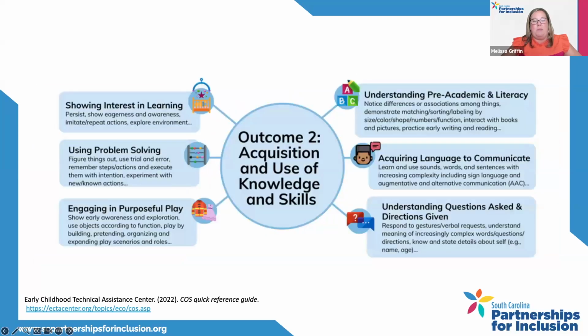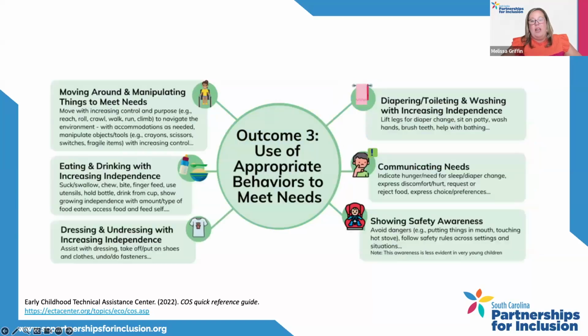Okay, let's look at outcome number 2, which is the acquisition and use of knowledge and skills. So that they're interested in learning, that they can do some problem solving, they have purposeful play, they're starting to get some of those pre-academic and literacy skills, acquiring some language that they can communicate with, and then understanding and asking questions. Outcome 3 is the use of appropriate behaviors to meet needs.